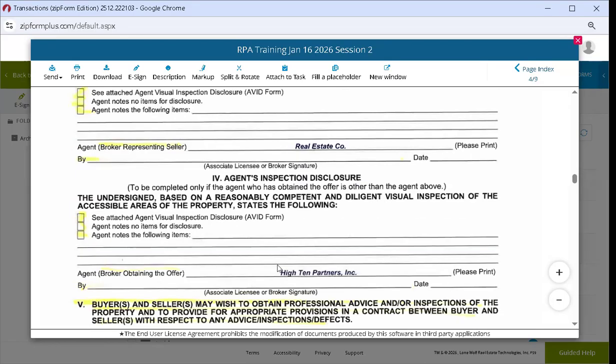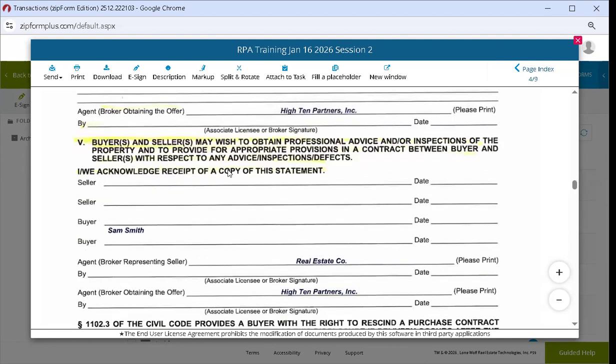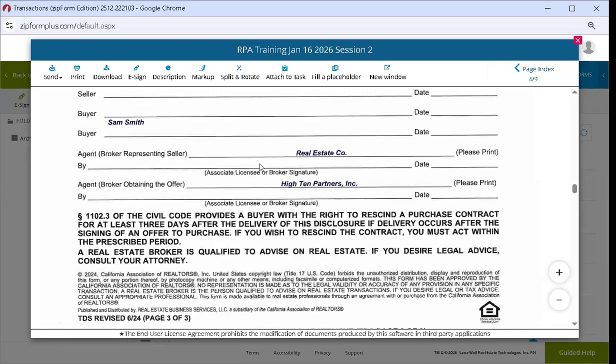Okay. And then the buyer's agent, the same thing. They will be filling this out. And however their broker directs them, that's their business. But for us, we prefer you to click the AVID report. Okay. And then once all of that's done up there, they're going to acknowledge that they have a copy, the buyer and the seller. And the agents, when you filled out that top, you should have been already signing and dating this, okay?